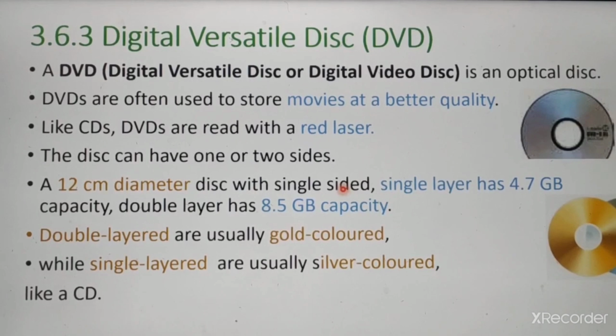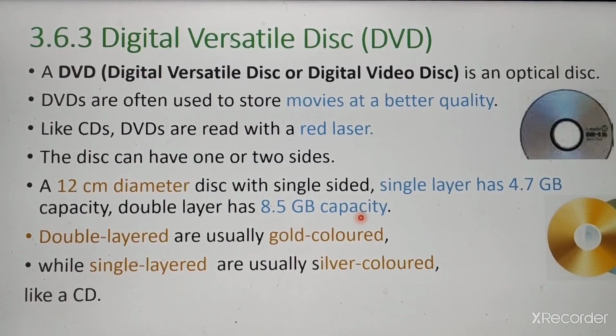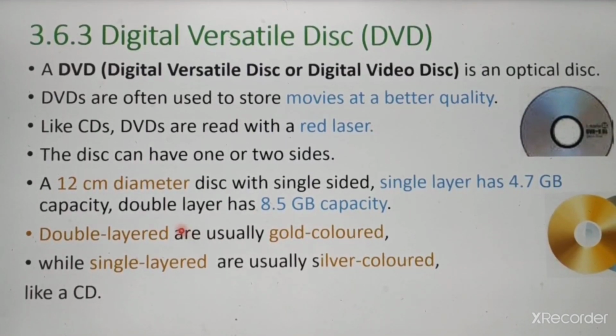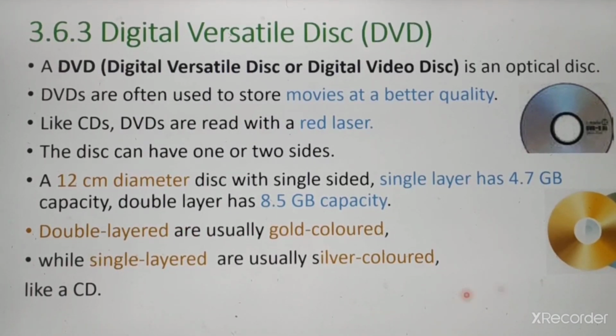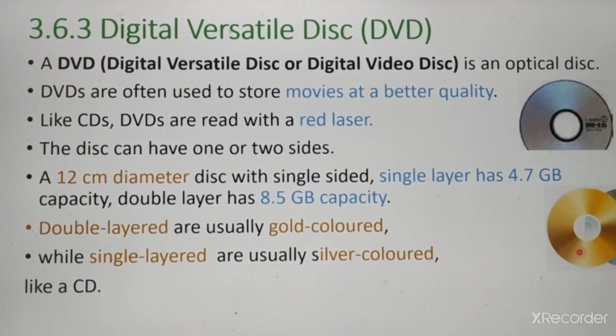In a single-sided single layer disk we can store 4.7 GB of data. In a single-sided double layer disk we can store 8.5 GB of data. Like this, in a double-sided double layer disk we can store 17 GB of data. Actually, these double layered DVDs are colored gold. Like this, single layered DVDs are colored silver only.